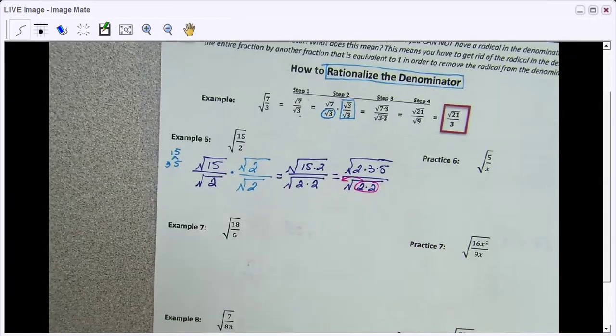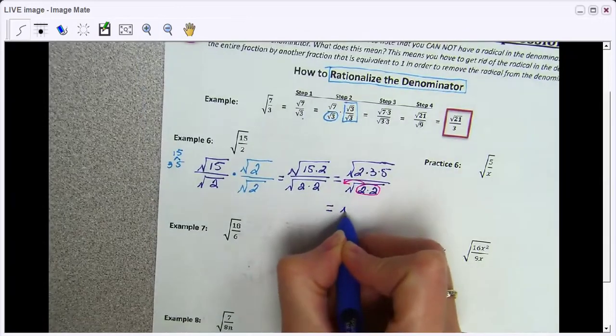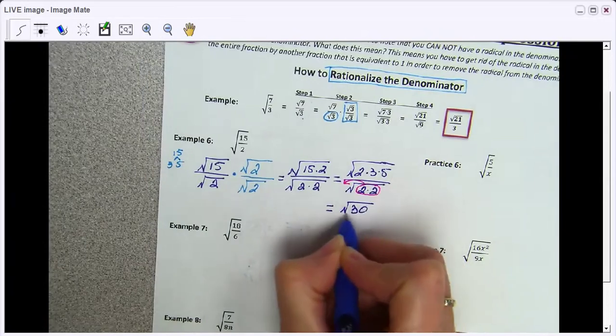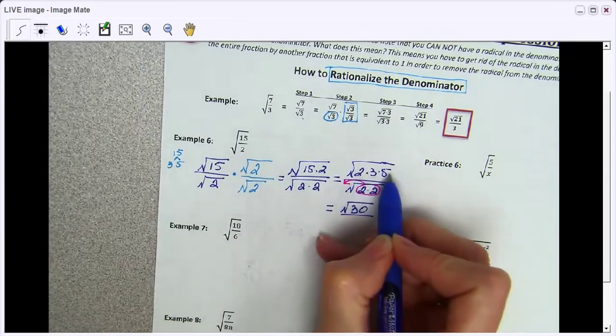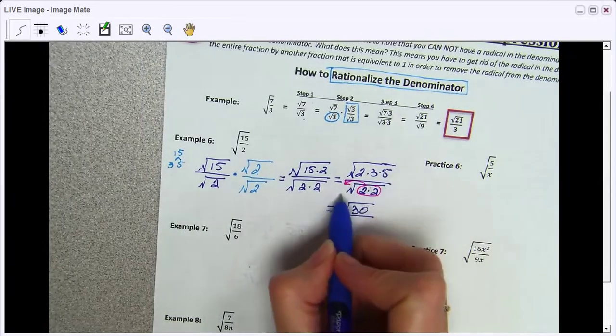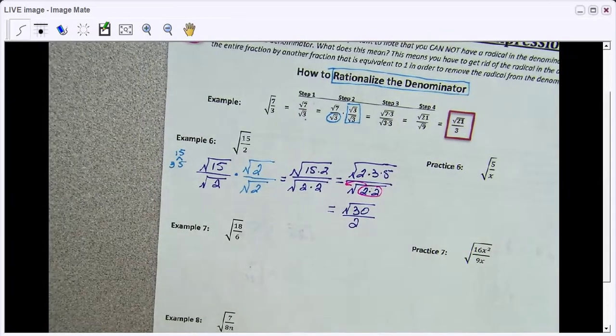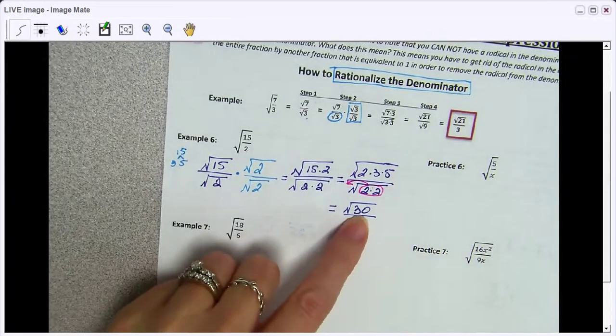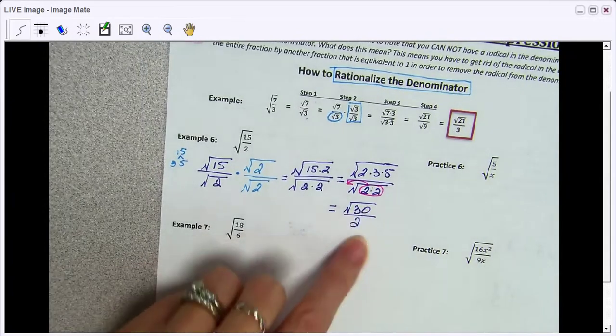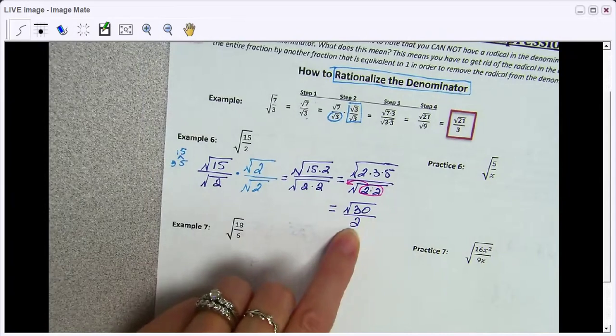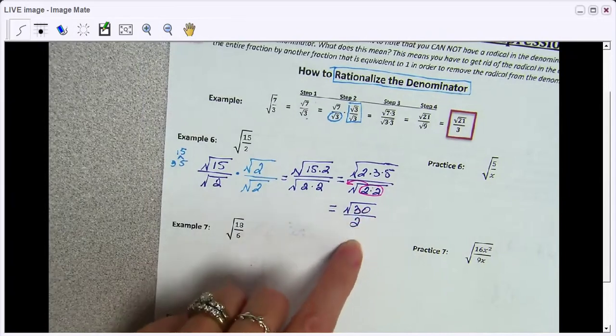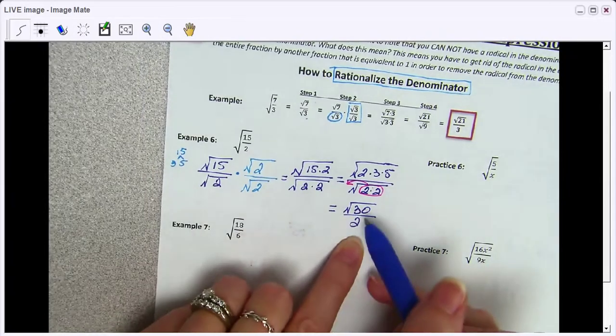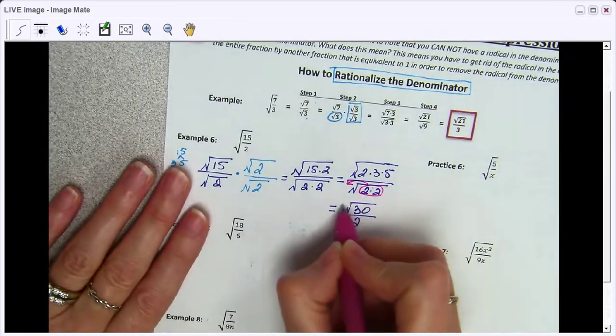And so what we have is the square root of 30, which is 2 times 3 times 5, over 2, because we pulled the 2 out of the radical. And that's our final answer because we can't factor the 30. We can't reduce anything because this isn't under a radical, so you can't reduce those. And so this right here would be our final answer.